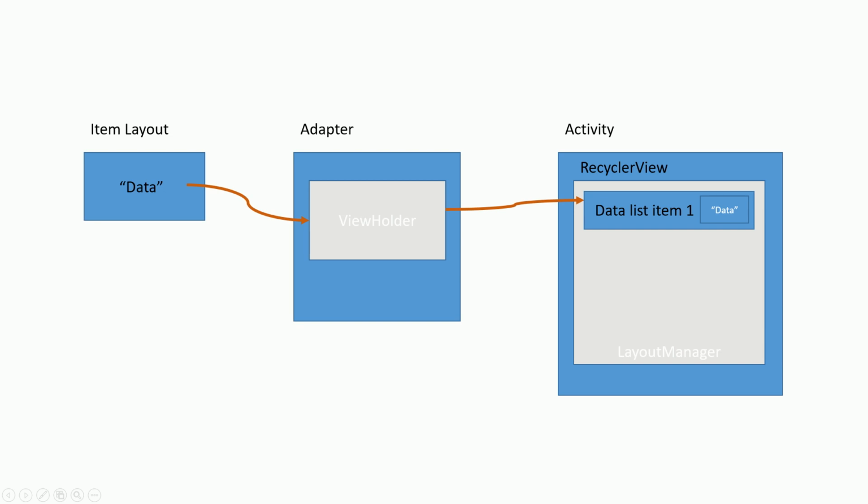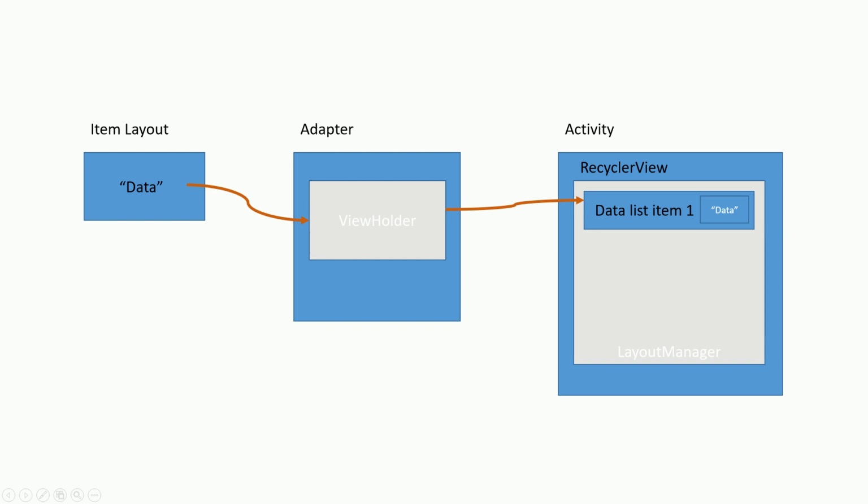So the item layout is a design of one layout item, how you want the data to be displayed on the screen. For one item, you have to design the layout. In our case, we're using a string, so let's say this layout is just a text view that displays text with padding around the text. So this is what it looks like.